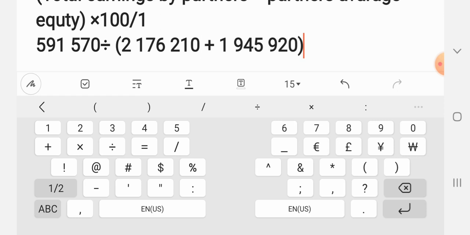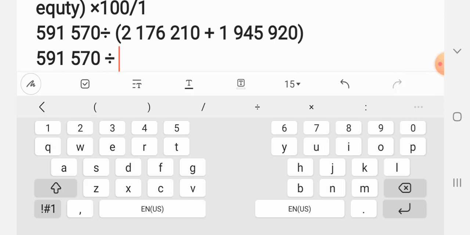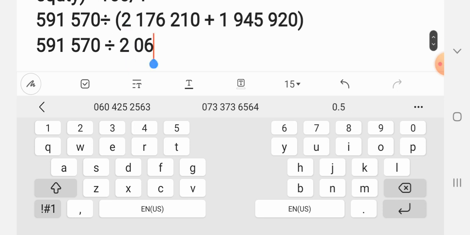After doing this, you will just say 591,570 divided by, let's say, 206, like this.